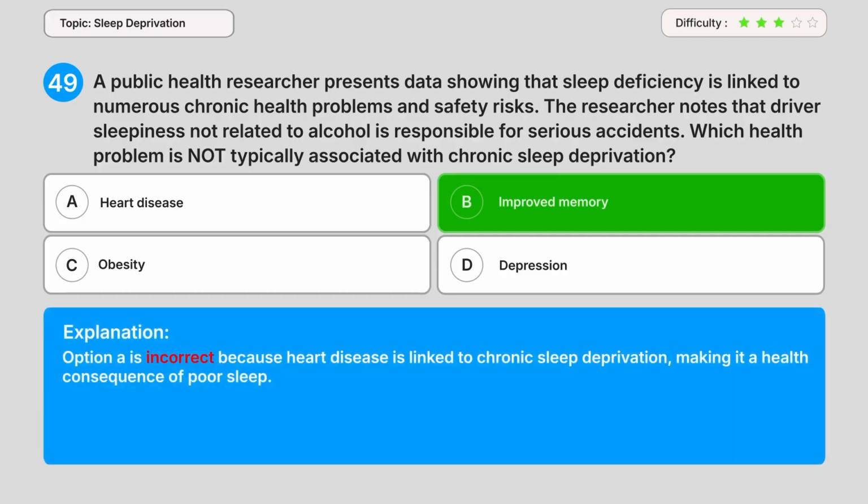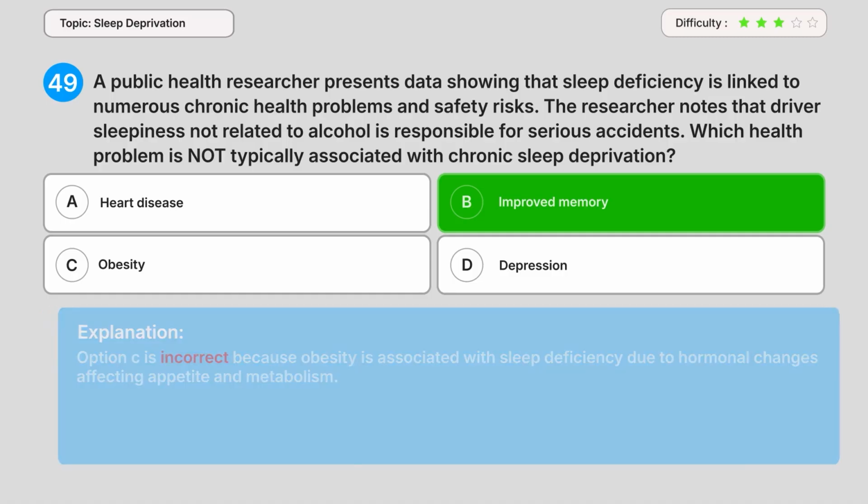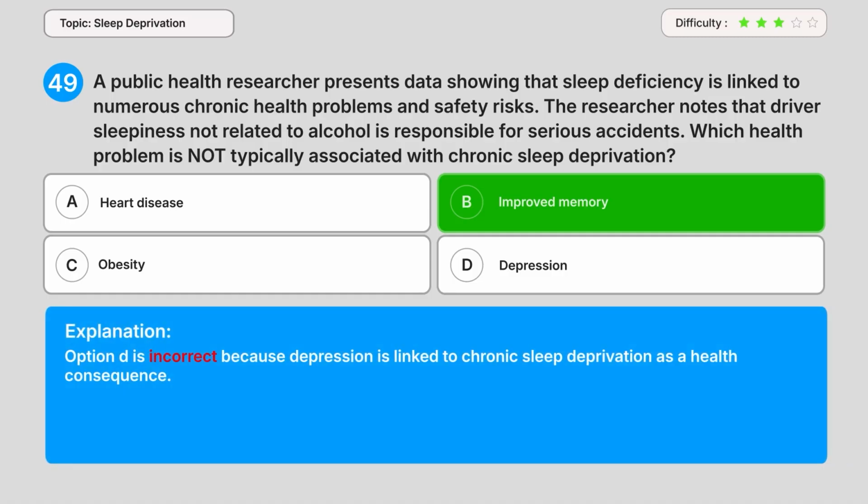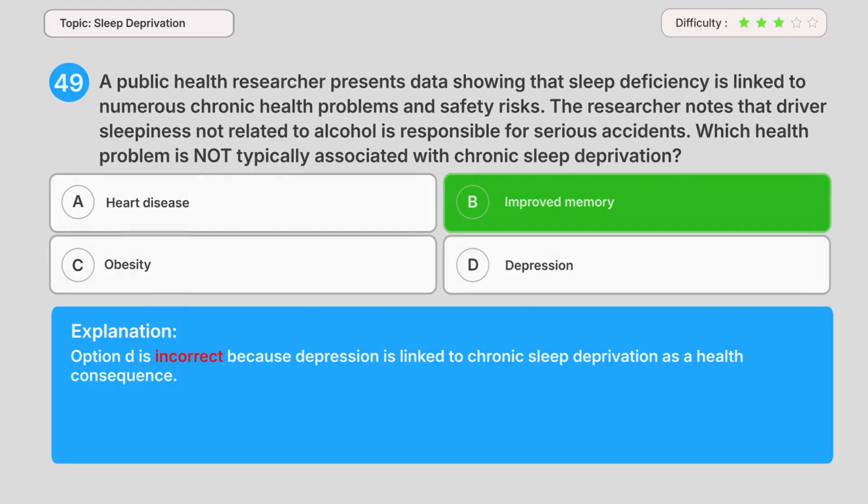Option A is incorrect because heart disease is linked to chronic sleep deprivation, making it a health consequence of poor sleep. Option C is incorrect because obesity is associated with sleep deficiency due to hormonal changes affecting appetite and metabolism. Option D is incorrect because depression is linked to chronic sleep deprivation as a health consequence.